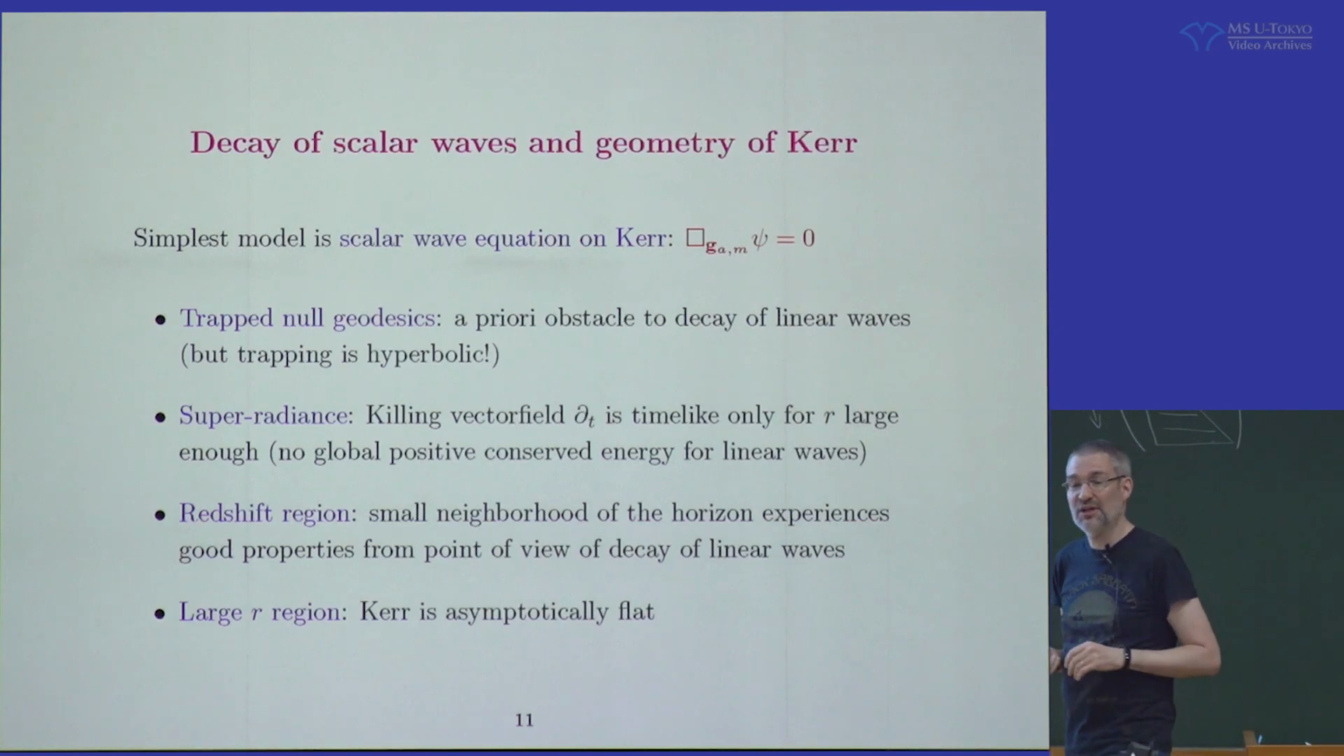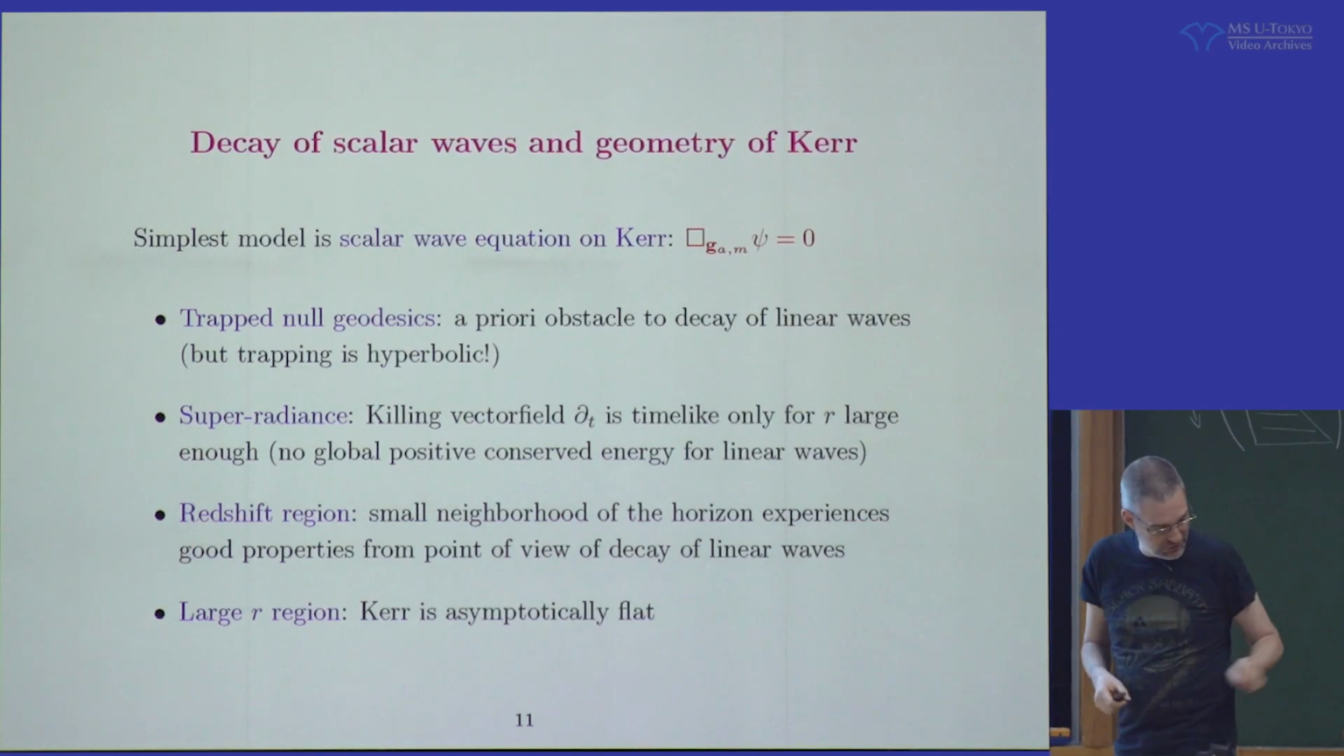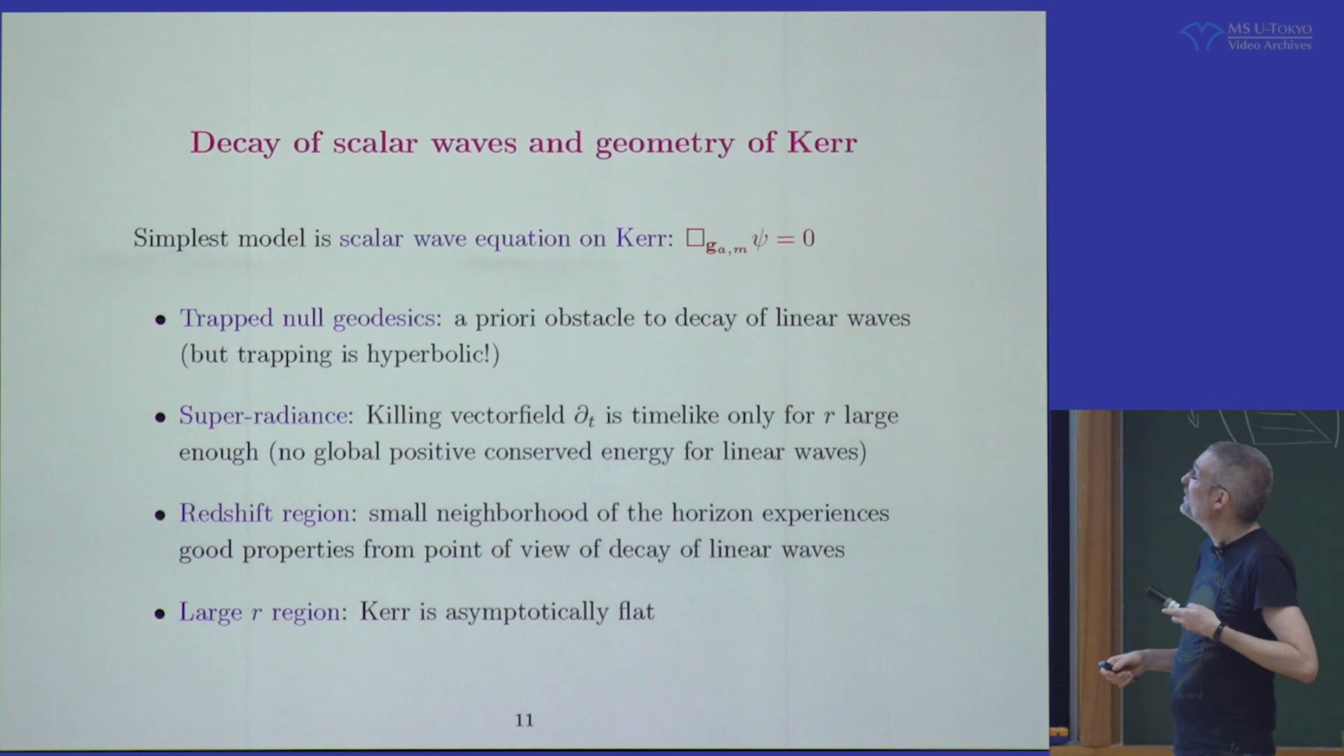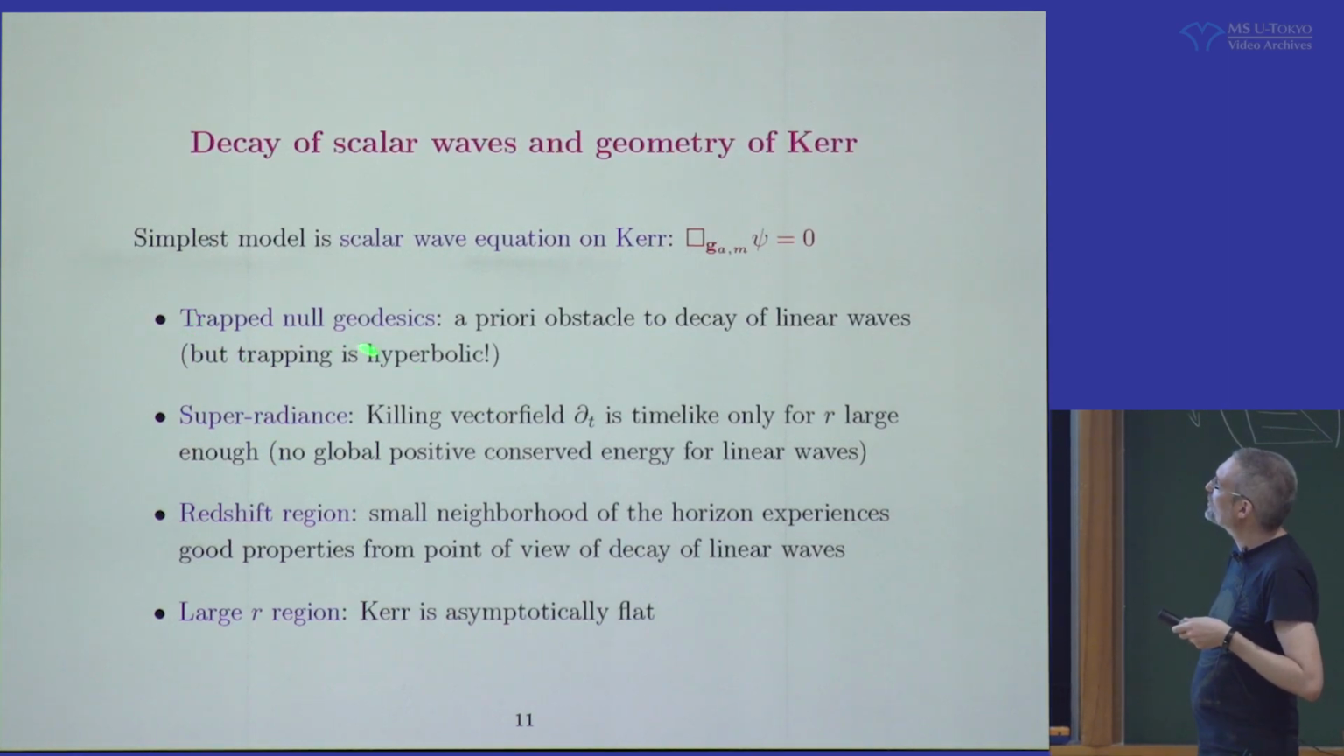So there are four geometric pieces of information that are important here. There are two good news, if you want, and two bad news, and the two good news will somehow be enough to counterbalance the bad news. So the two bad news are as follows. First of all, there is the presence of trapped null geodesics.